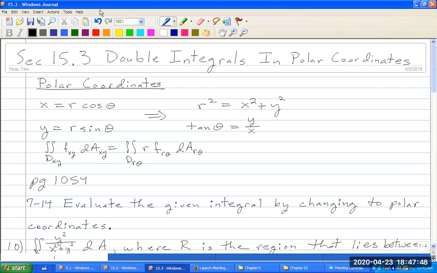So section 15.3, double integrals in polar coordinates. In the near future, I will be presenting this a different way. So I'll be presenting how to integrate using a change of coordinates in a more general way.